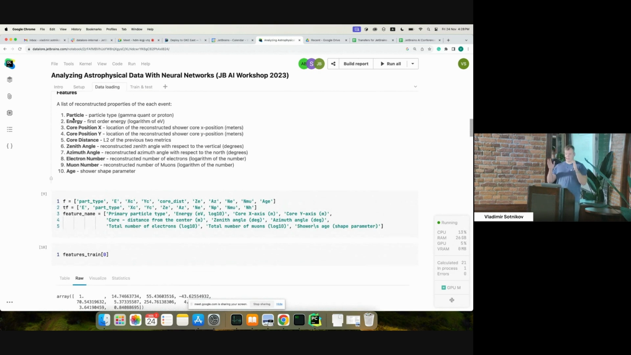Since it's simulated data, we know what the original particle type was: proton, neutron, silicon, iron, and so on. We know the energy of this primary particle. And we also know its physical coordinates relative to the center of the array: its XY coordinates and angle. And as I've said, we have electron and muon numbers for the whole array.